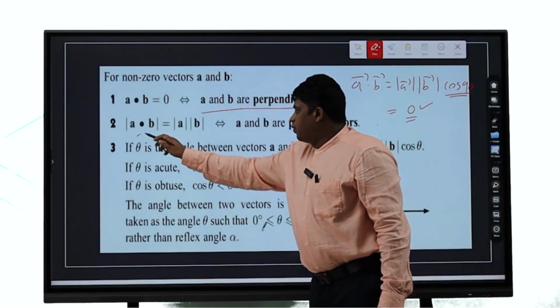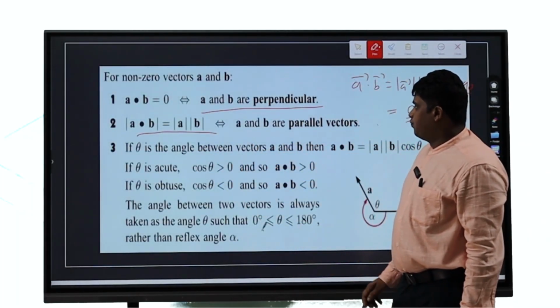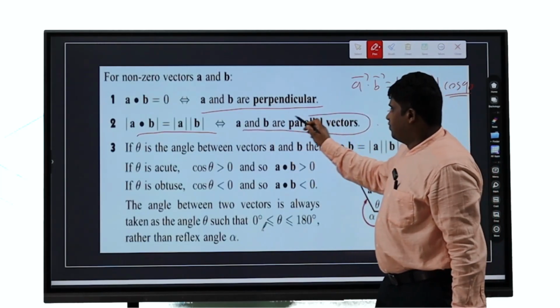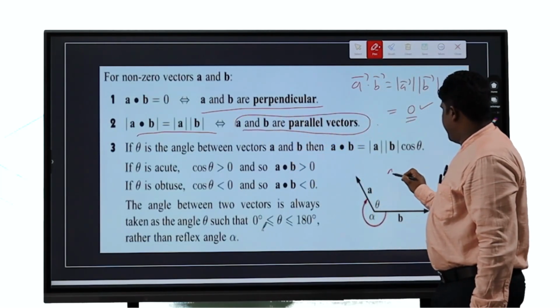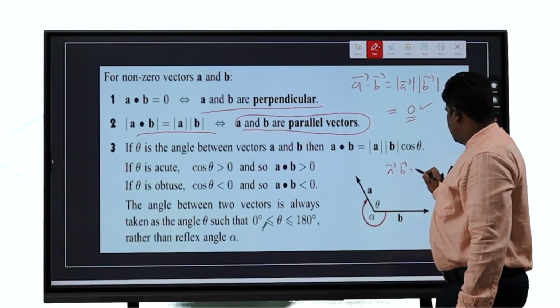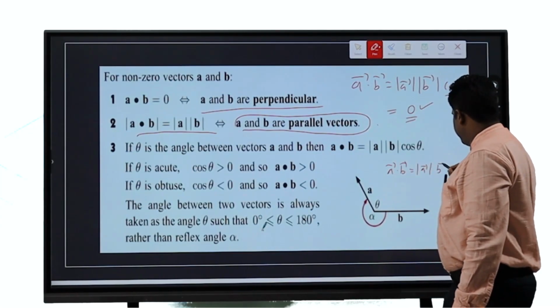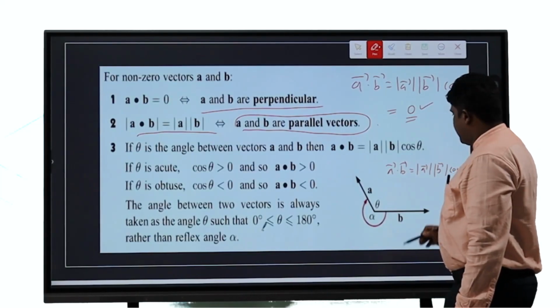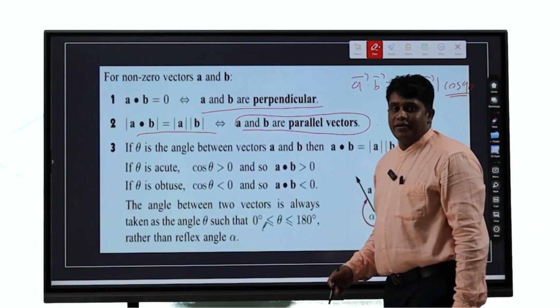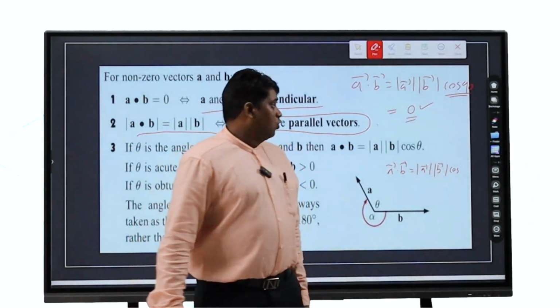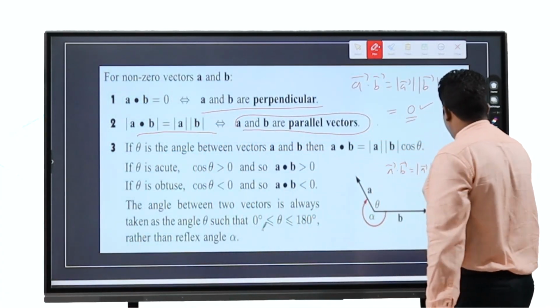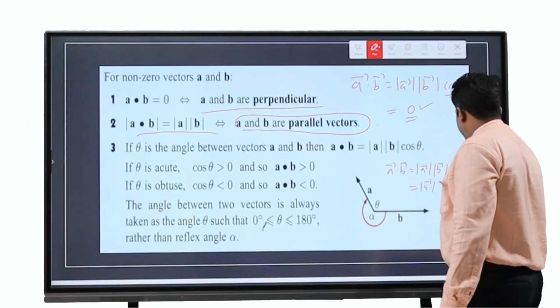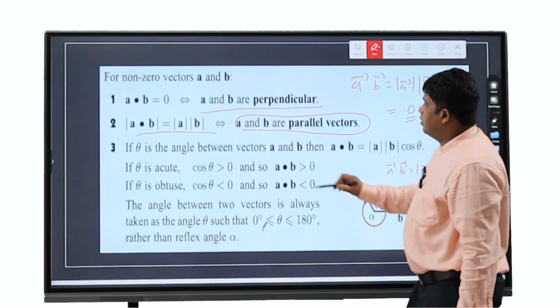Similarly, the magnitude of A dot B is equal to the magnitude of A into the magnitude of B if A and B are parallel vectors. Why? Because A dot B is equal to the magnitude of A into the magnitude of B into cos theta. If two vectors are parallel, what is the angle between them? It is 0. Then cos 0 is 1, which gives the magnitude of A into the magnitude of B.